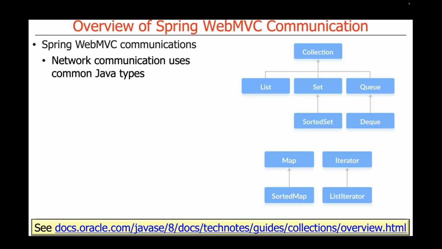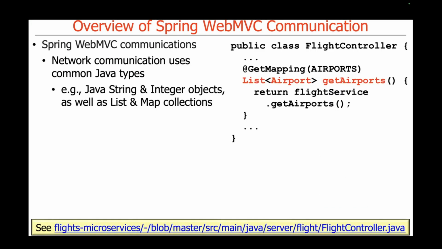So when you start passing data around between clients and servers, or clients and microservices with Spring, you can use common Java data types. You can see things here like lists and sets and queues and maps and so on and so forth. And it's quite easy to do this.